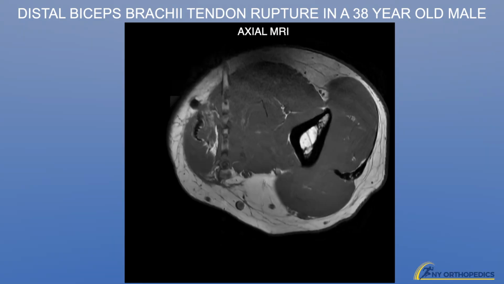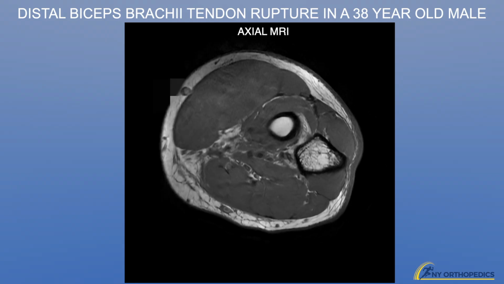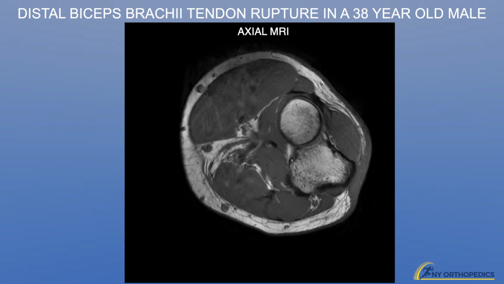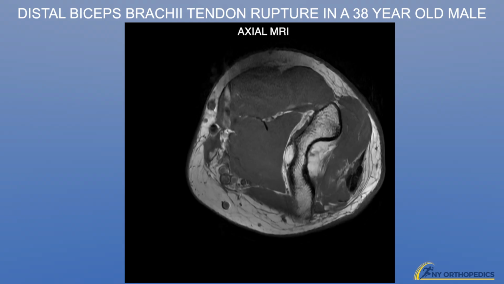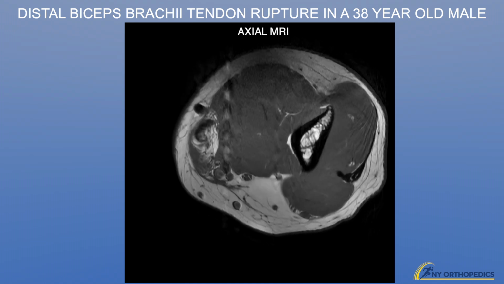Here is an axial MRI. You can see on the very left hand the biceps muscle with the biceps tendon. It looks relatively okay at this point. And now we're going distally again towards the radial tuberosity, and you essentially just lose that biceps tendon. You lose that dark signal ovoid structure as you go distally, and that's essentially because it's ruptured.